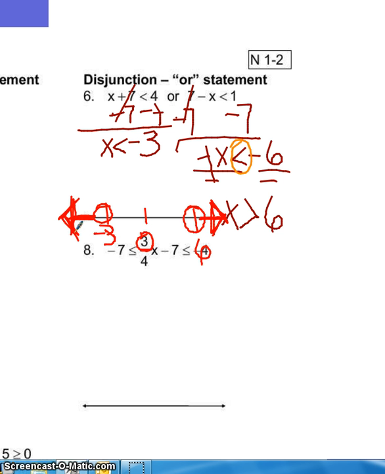Any questions? Okay, what I want you to do is to work the other problems on this, and then I'll see you tomorrow, and we'll start there.